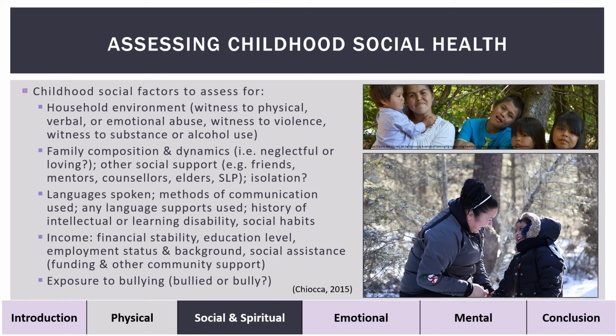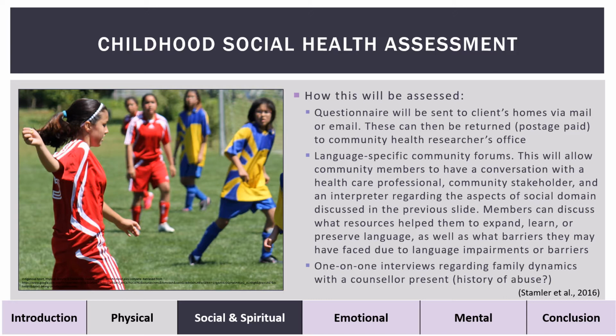The next domain that can be assessed within this population is childhood social development. Some factors that can be assessed for include household environment, such as incidents of abuse or neglect, family composition, social support, language and communication, income, education, employment status, intellectual disabilities, and bullying. These social factors can be assessed using a questionnaire sent via mail or email, which are then returned to the community health researcher's office.